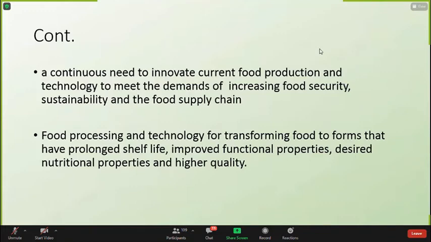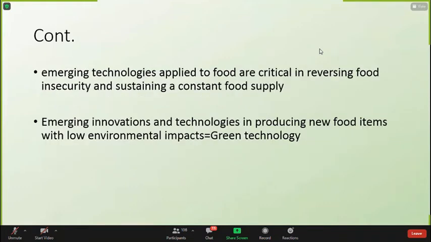That is the reason I think it is very critical that we continuously innovate current food production and technology to meet the demand for increasing food security, sustainability, and also the food supply chain. There are a few emerging technologies that need to be applied to food, which are critical in reversing food insecurity and in sustaining a constant food supply. Emerging innovative technologies introducing new food items with low environmental impact are extremely important.